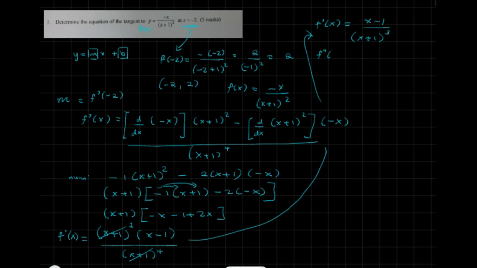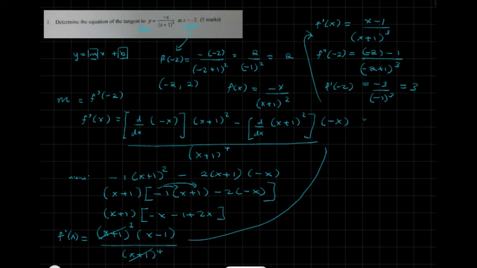Okay, so you want to find the slope at negative 2. So f prime of negative 2 is negative 2 minus 1 over negative 2 plus 1 cubed, which is negative 3 over negative 1 cubed, which is positive 3. Okay, so f prime of negative 2 is positive 3.